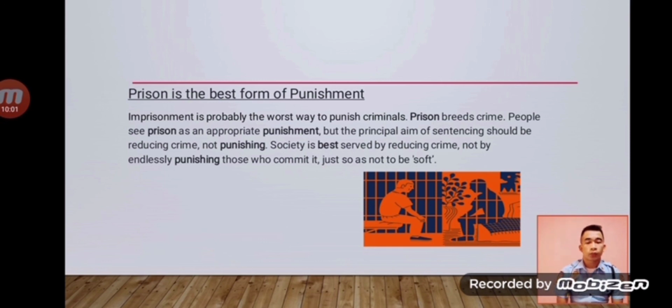So, for me, rehabilitation is all well and good, but the fundamental purpose of prison is to protect the public and to punish those who have done wrong.